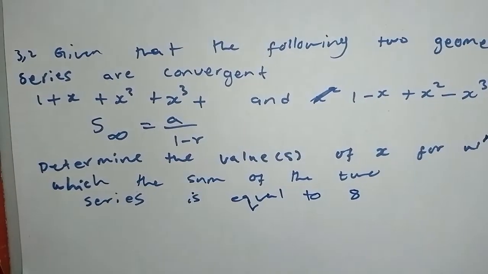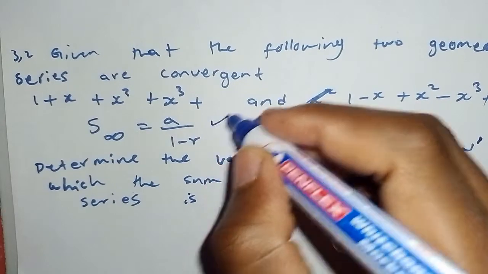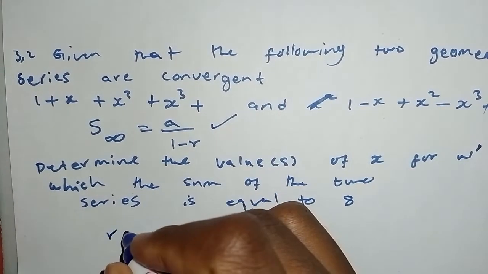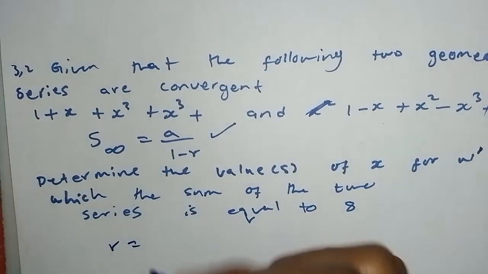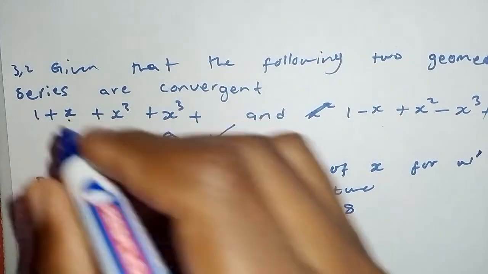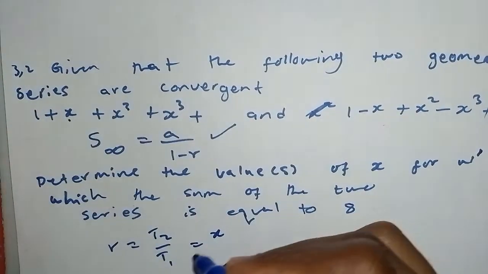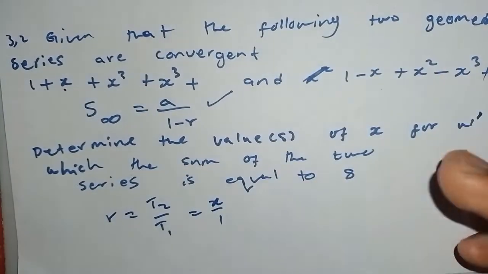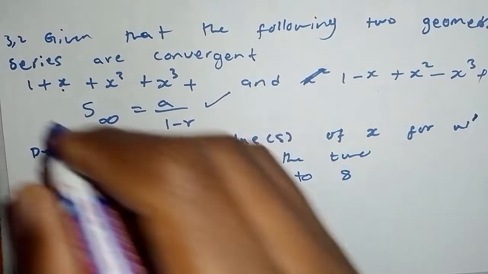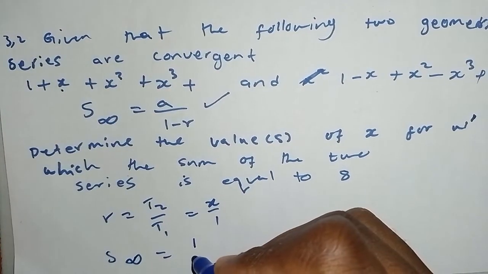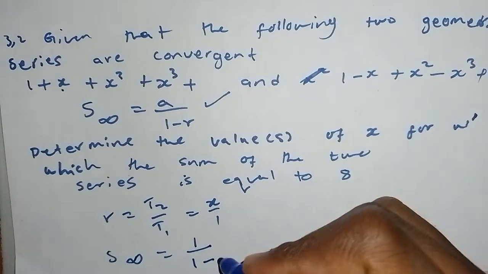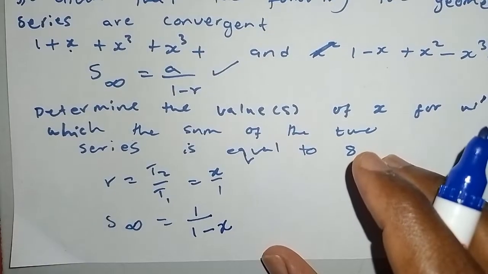Okay, now this is what you want. But remember, when we say convergent, this is the rule, right? Now let's calculate the value of r for the first one. For this one, r is t2 over t1. My t2 is x, and t1 is 1 over 1. Then the sum to infinity is a, which is 1, over 1 minus x. That is my r, right? That is the first part.